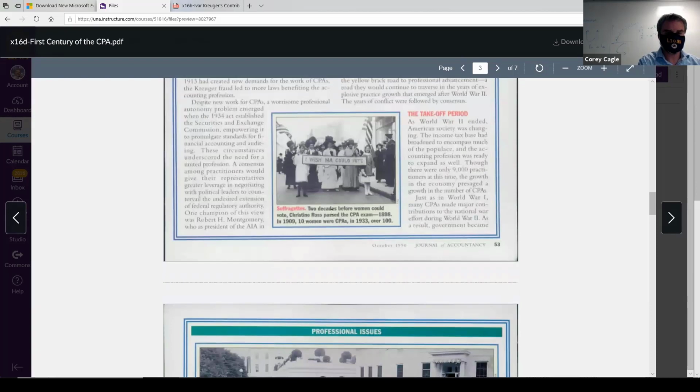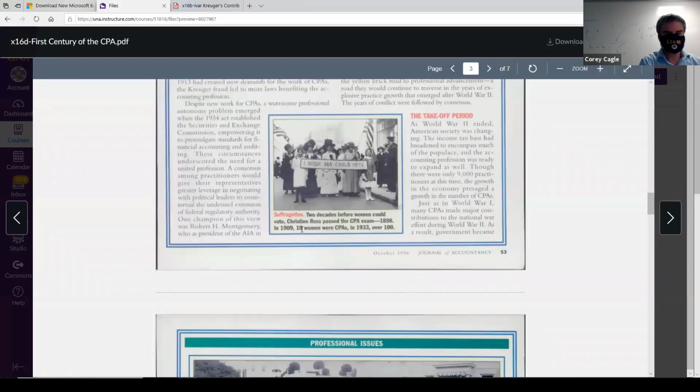It's funny, you had mentioned women voting, and when we were talking about Christine Ross, this says, here's a picture saying 2 decades before women could vote, Christine Ross passed the CPA exam. In 1909, 10 women were CPAs; by 1933, over 100. So it gives more history about things like that. Those 3 papers will be due in 2 weeks. I'll post all of this with better instructions. But that's where we're headed, and then we'll close it out next.